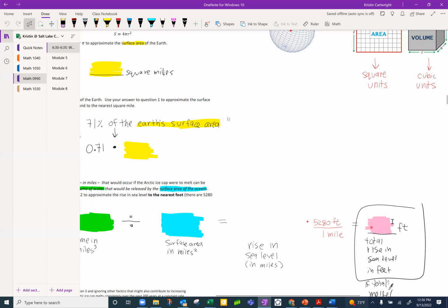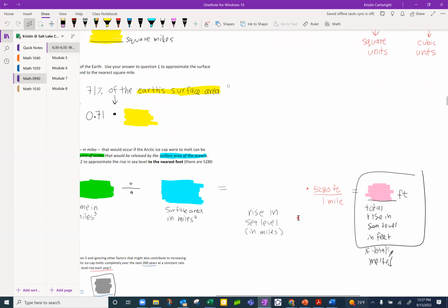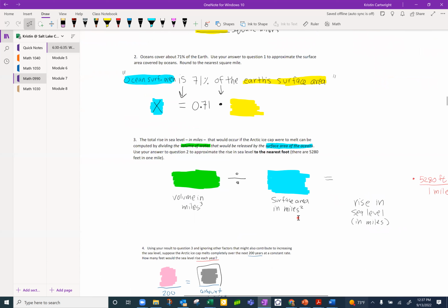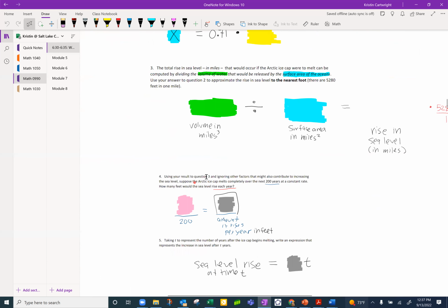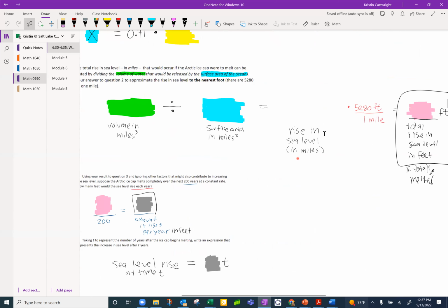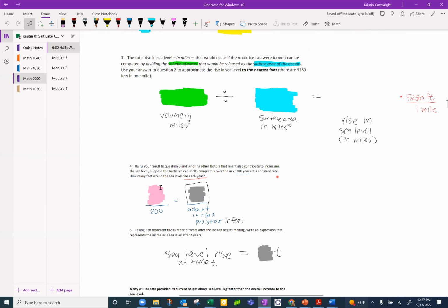So we're going to get an answer here, and that'll be in units of feet. So it's the total rise in sea level in feet if the ice caps were to melt. Now we're ready to go on to part 4, because it says use a result from question 3. That's what I have here in pink. Whatever you got there is going to be this pink box here.